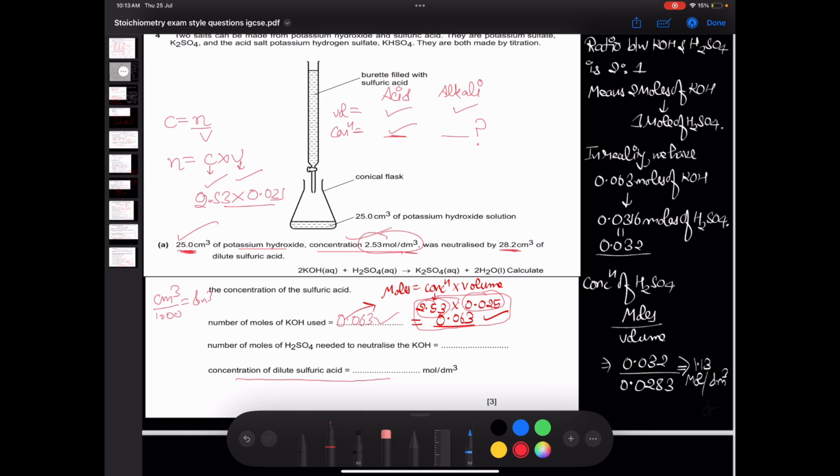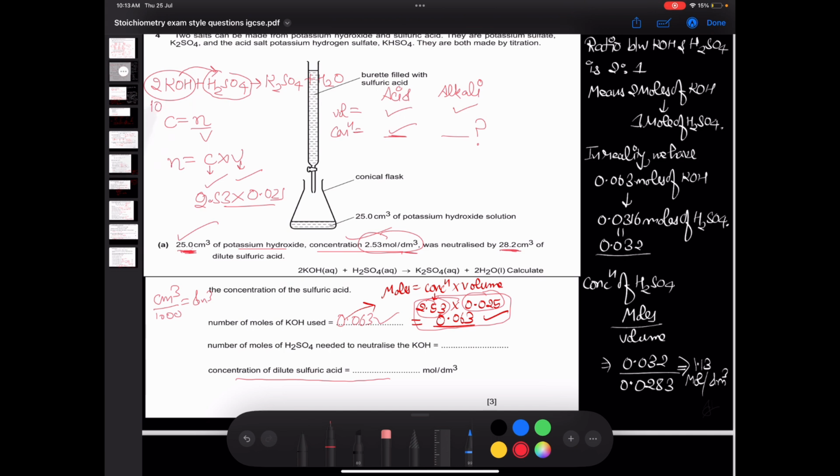Alright. If you try to write the equation, KOH plus H2SO4 giving K2SO4 plus H2O. Now if you try to balance this equation, this becomes 2 here. Okay. Now we have to apply the ratio here. Just think about it. 2 molecules of potassium hydroxide are reacting with 1 molecule of H2SO4, right? 2 molecules of potassium hydroxide are reacting with 1 molecule of H2SO4.